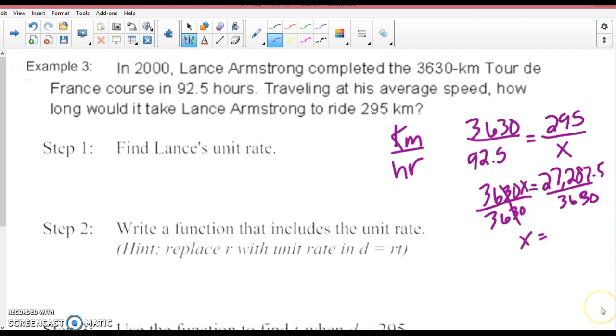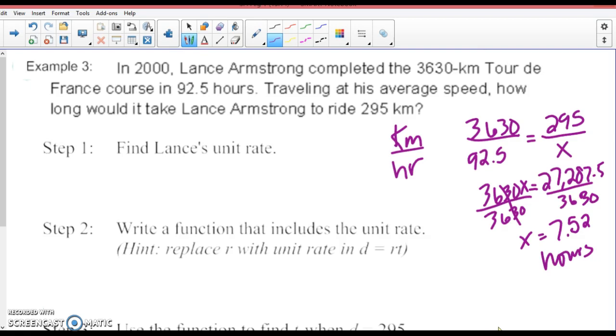And I end up with 7.52, and that will be hours. And do you notice I looked right up here? X is hours. Now, that is one way to do it.